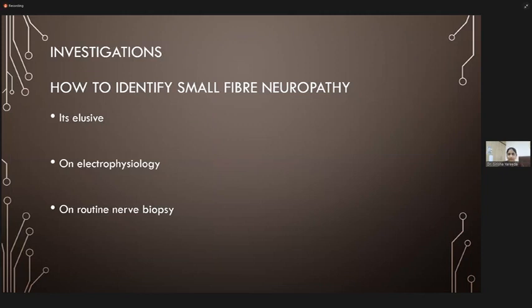Now, what are the investigations to identify small fiber neuropathy? First of all, it's elusive. If you look at the reflexes, sometimes they can be preserved even though you have distal small fiber neuropathy. On electrophysiology also, because they don't contribute much to the nerve conductions, sural conductions might be normal. And even on routine nerve biopsy, they are prone to be missed because they are present in the interstitial nerve fibers in between the myelinated fibers.